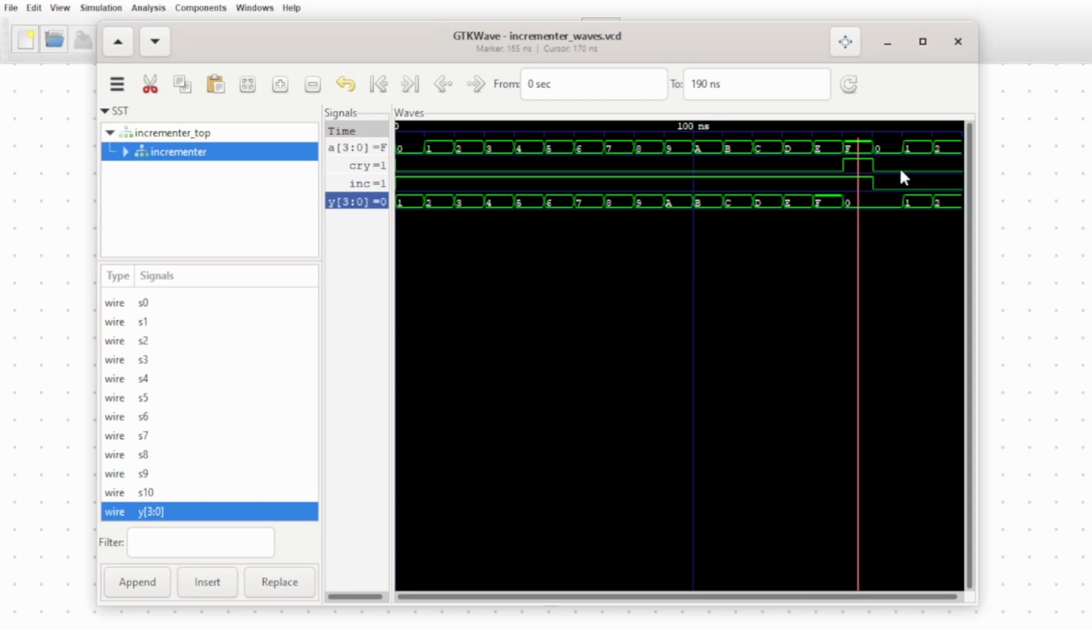And then once the incrementer gets turned off here, the Y values start matching the A values again. So 1A equals 1Y, and so on and so forth. And that is the incrementer in circuit and waveform.